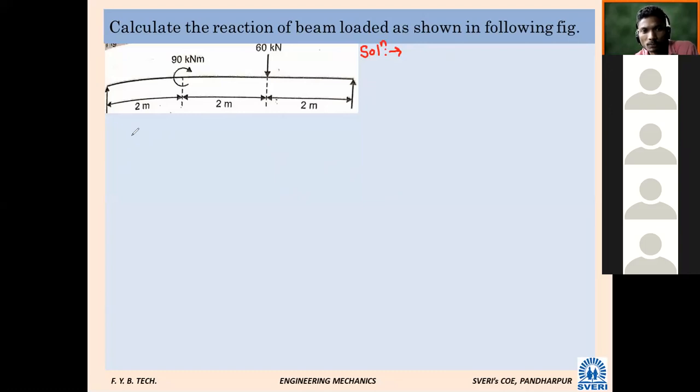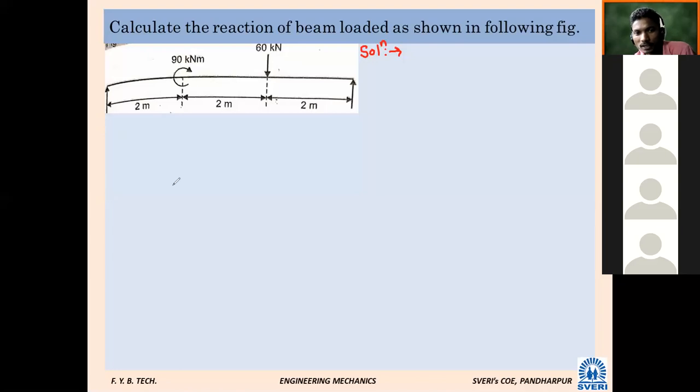What are the types of load? Point load. Only point load is given. Along with point load, what is given? One more thing: moment, not movement. Moment, M-O-M-E-N-T, is given. And one more thing, support. There is no question of support now.